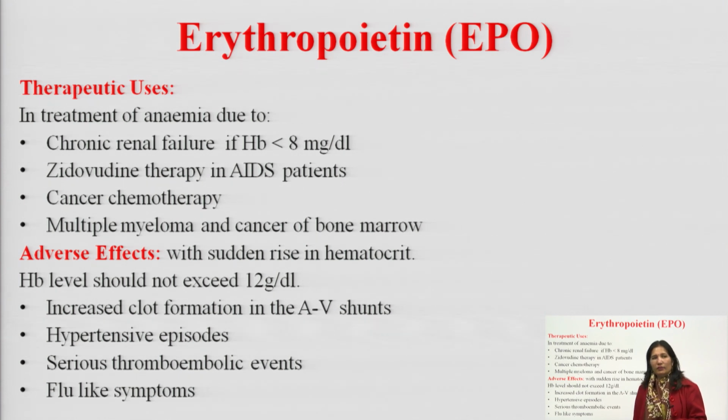What are the adverse effects? With erythropoietin, the hemoglobin level should not exceed 12 gram per dl, because there will be a sudden rise in the hematocrit. So, increased clot formation in the AV shunt, hypertensive episodes, serious thromboembolic events may occur, and flu-like symptoms may appear with the treatment of erythropoietin.